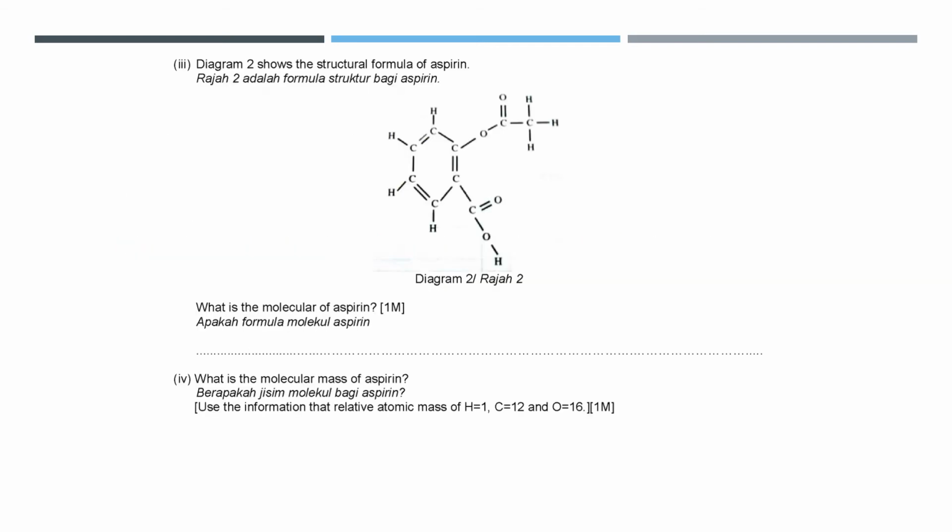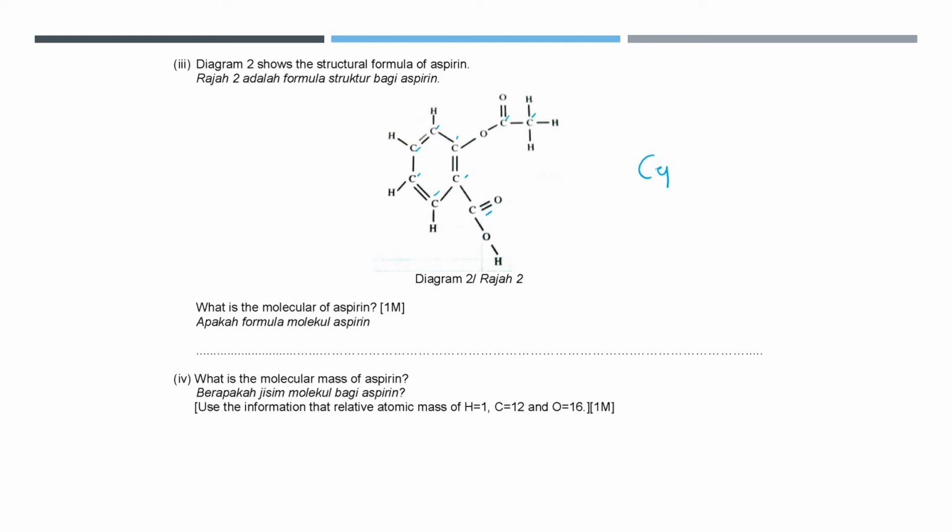Question C3. Diagram 2 shows the structural formula of an aspirin molecule. So what is the molecular formula of aspirin? We can count the number of carbon atom, hydrogen atom, and oxygen atom one by one. So start with number of carbon atom in this molecule. We have 1 carbon atom, 2, 3, 4, 5, 6, 7, 8, 9. So we have 9 carbon atom in this molecule.